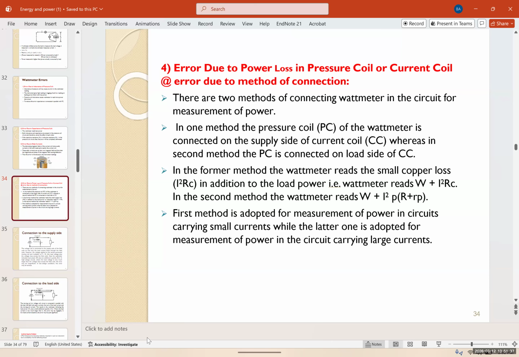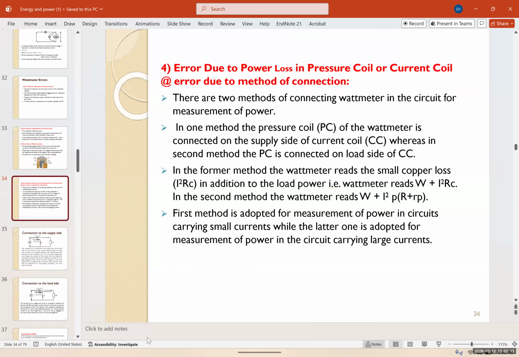In other words, in one method you're connecting the ammeter before the voltmeter, and in the other method you're connecting the voltmeter before the ammeter. In the former method, the wattmeter reads the small copper loss, I square RC, in addition to the load power. The wattmeter reads W plus I square RC. In the second method, the wattmeter reads W plus I square RP plus RP.